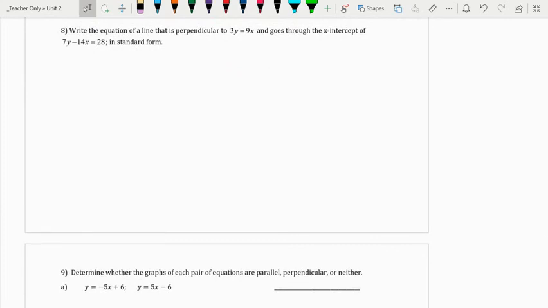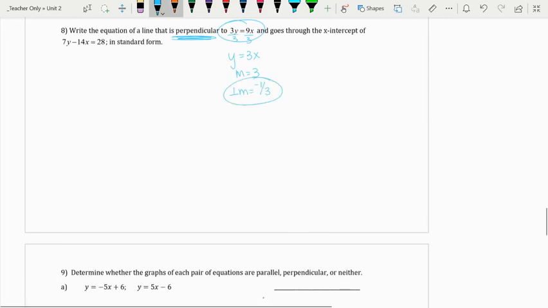Write the equation of the line that's perpendicular to 3y equals 9x. That goes through the x-intercept of that equation. Okay, so first let's take the first part, perpendicular to this line. So I need to find out what the slope is. I have 3 and y equals 3. That means my slope is 3, my perpendicular slope is -1/3.